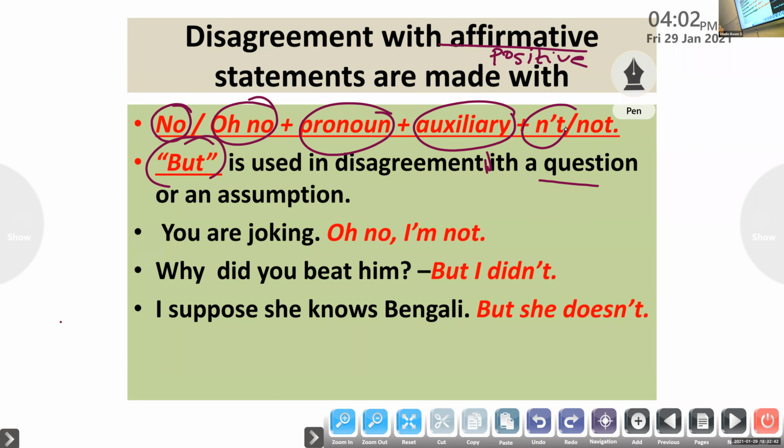You are joking. So what will be my answer if it is a statement? No, I'm not. Oh no, I'm not. That is your complete freedom to use whether it is no or oh no. Okay. No, I am not.